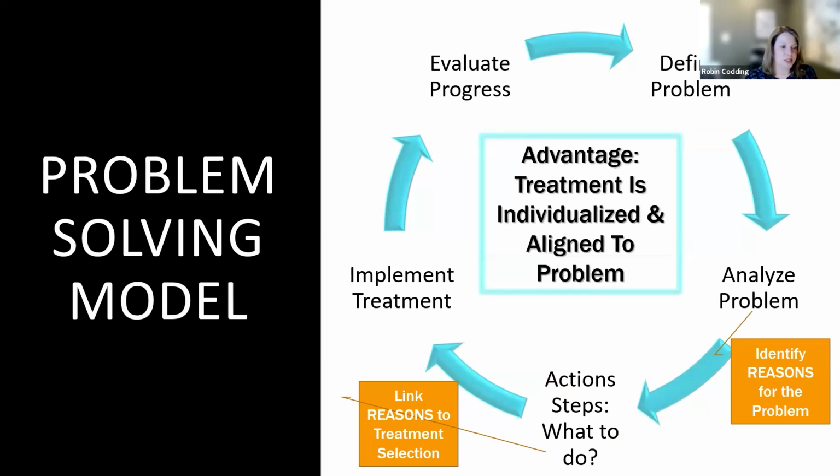It is more useful to our students to spend that additional time evaluating the data to align instructional plans with their needs. So when we get to the analyze problem component, we want to identify the reason for the learning challenge that students are experiencing. And then when we think about those action steps, the what to do, we want to link reasons to the treatments that we are choosing. So the advantage of using this approach and thinking about our data differently is that treatment is individualized and aligned to students' learning problems. And this is obviously incredibly advantageous to students who are not meeting grade level standards and do need that additional intervention support.